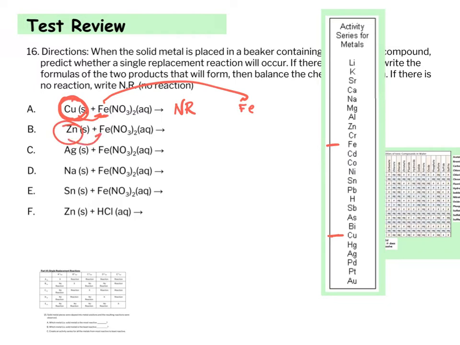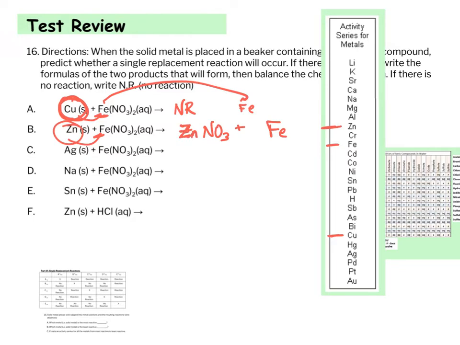Zinc. Can zinc replace iron? Zinc now is above iron, so it can replace it. So now the zinc will be connected to the nitrate, and the iron will be by itself, not a Brinkelhoff, so I won't write Fe2. Now, we may have to write the formula correctly here.